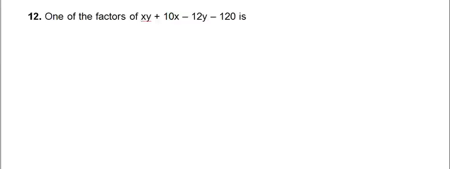One of the factors of xy plus 10x minus 12y minus 120 is... So what we need to do is look at what factoring technique we could use. The first step in all factoring is to remove the GCF. That is, look to see if there's a factor that can divide evenly into each term.